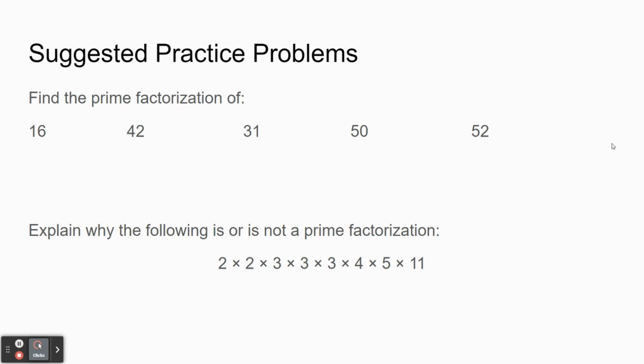Suggested practice problems for this video: you're going to find the prime factorization of those 5 values. At least one of them is prime, so think about what we learned in the things to remember. And then, as a little bonus problem there, explain why the following expression is or is not a prime factorization. Is it a prime factorization? Is it not? Why or why not? Explain it if you want. Other than that, good luck.